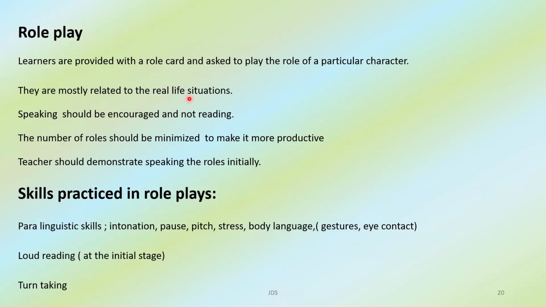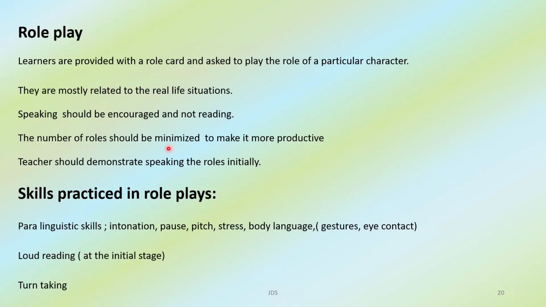Whatever the role play that we intend to use, let it get connected to real life situations. Speaking should be encouraged and not reading. Most of the time, they end up just reading out the role play. If they are really unable to speak, if they are very weak, then of course you can approve it, at least let them read aloud. But make sure they utter at least one or two sentences, rather than totally reading the entire role play.